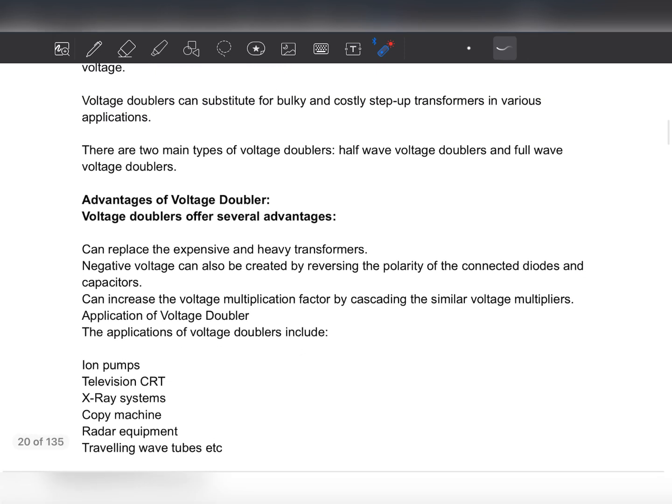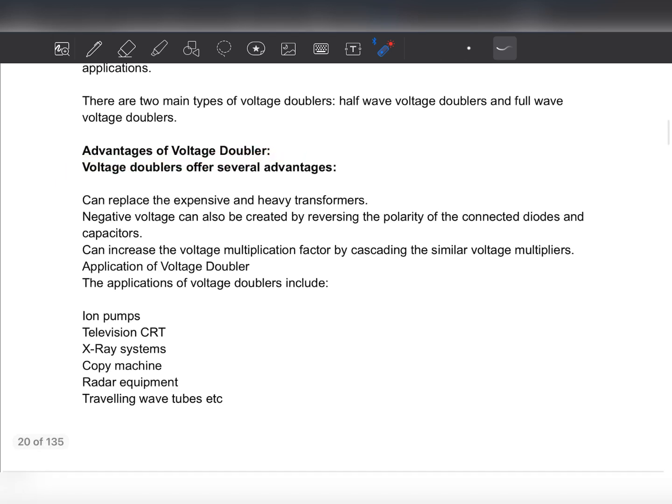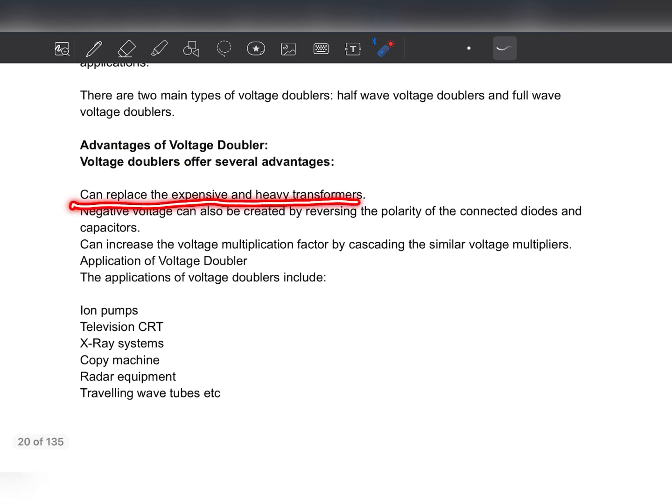Actually there are two main types of voltage doubler: the half wave voltage doubler and the full wave voltage doubler. An advantage of the voltage doubler is that it can replace the expensive and heavy transformer. Like you are using a transformer to step up or step down the voltage, in the step up condition we can amplify the voltage with the help of the voltage doubler circuit. So the voltage can be multiplied and amplified very easily. We don't need any big transformer like this.